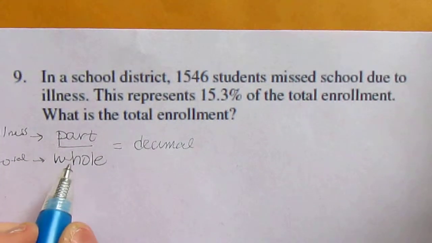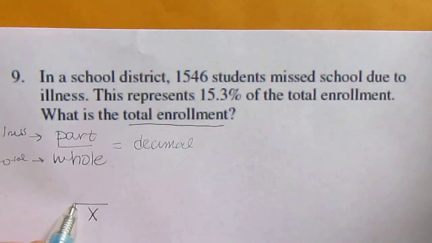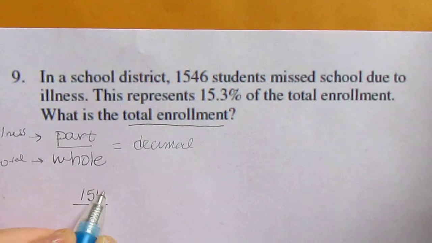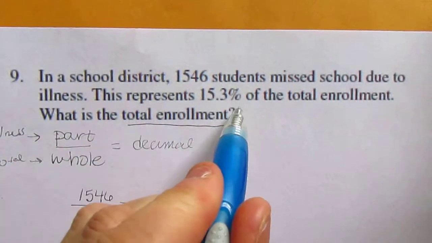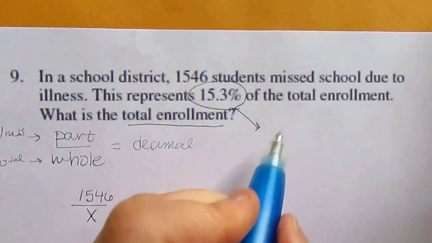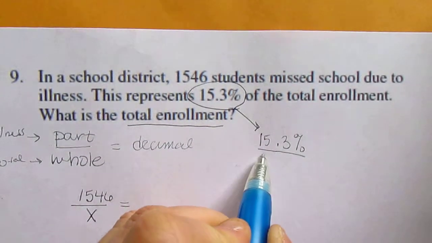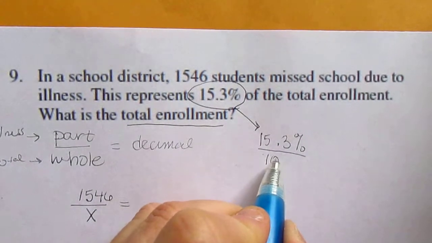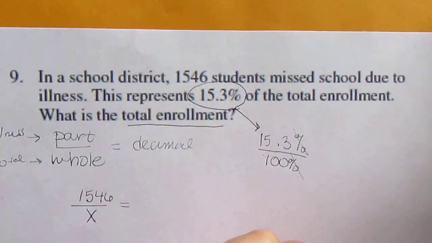What are we looking for? We're actually looking for the total enrollment. So we do not know the denominator, but we do know how many students were out due to illness. We also know the percentage, 15.3%. We take 15.3%, converting it to a decimal, you could think divided by 100, drop the percent sign. We're really dividing it by 1. 100% is 1. That's why the percent signs drop out. And that's why you actually divide by 100.